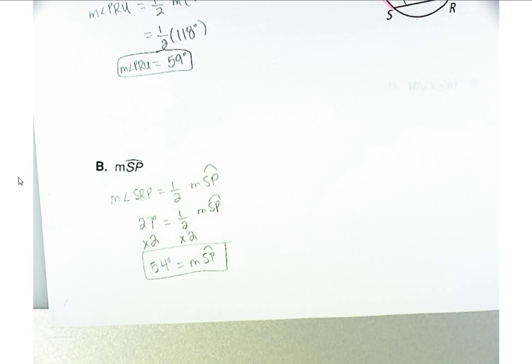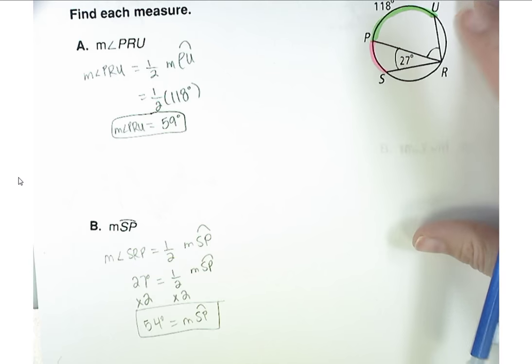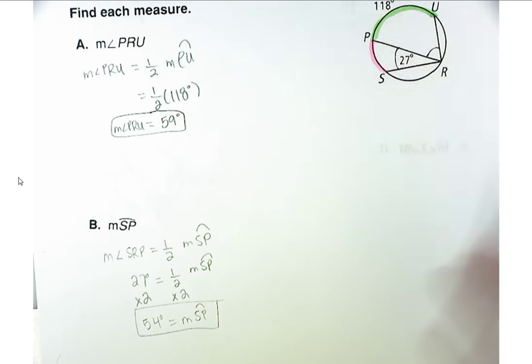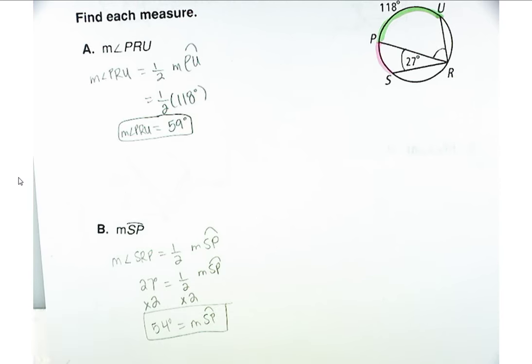Okay, so the angle is half of the arc, and the arc is double the angle. Ready for the next page?